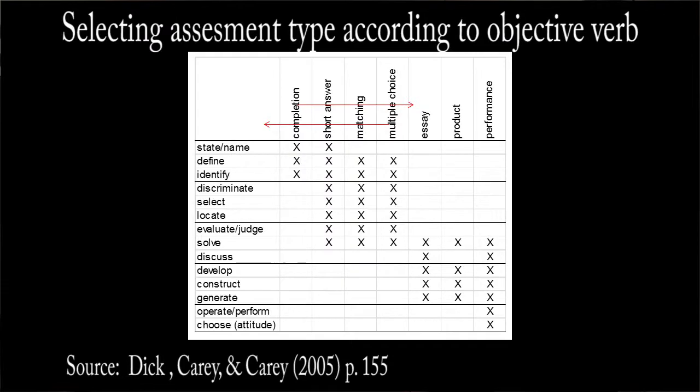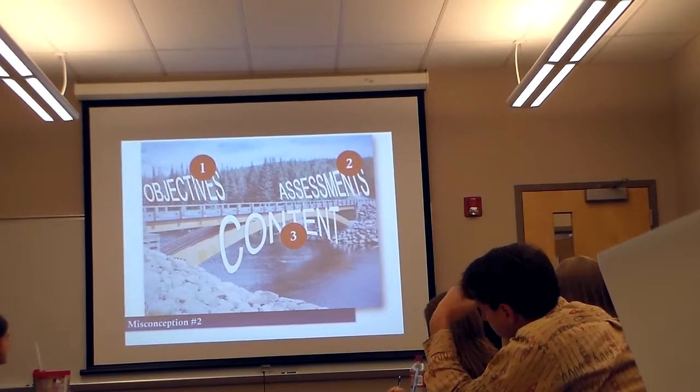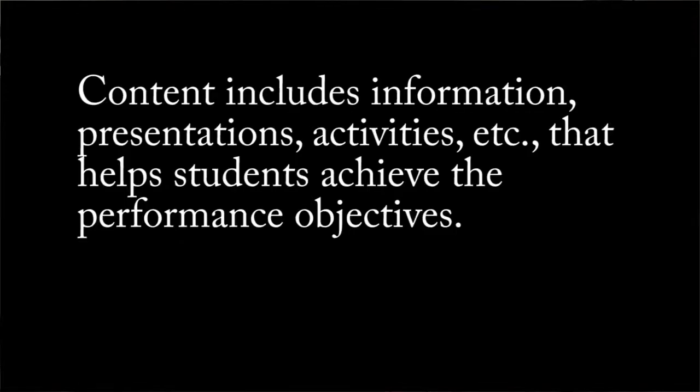So if you say they should be able to distinguish between the characteristics of X and Y, your assessment should make them show you how these two things are different. And then once you've done that, you determine what your assessment's going to be. Now you need to figure out, okay, so what information do I need to give to the students in order to get them from not knowing anything perhaps to being able to do this activity.